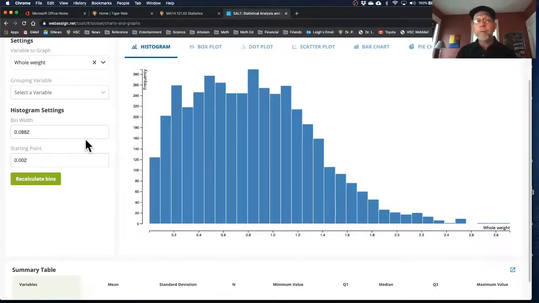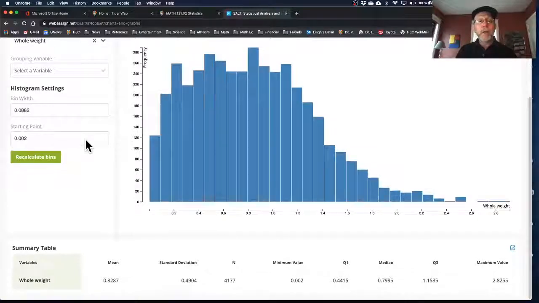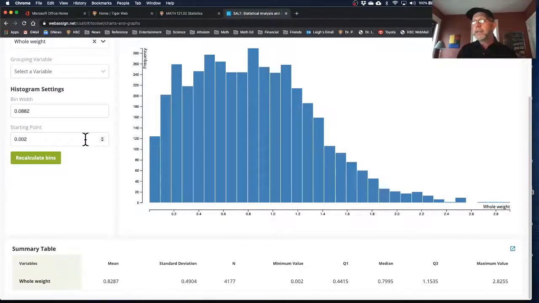Here we're looking at a histogram of the weights of them. And you see it's a right skewed distribution. And down at the bottom there, you can see a summary of some of these statistics we've been talking about. The mean, 0.8287, and the standard deviation here is 0.4904. And then also over here, you see the 5 number summary. Notice that Q1 is 0.4415, Q3 is 1.15. So the IQR here would be about 0.71 or something like that.